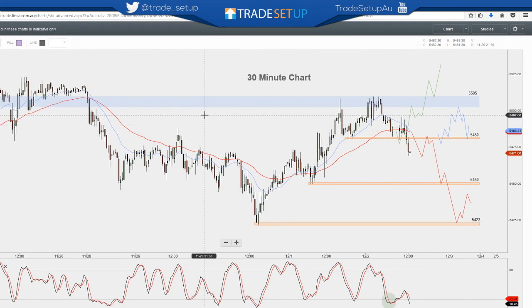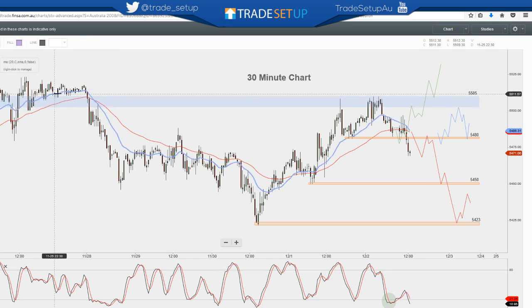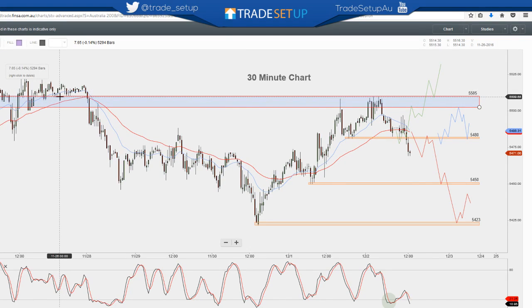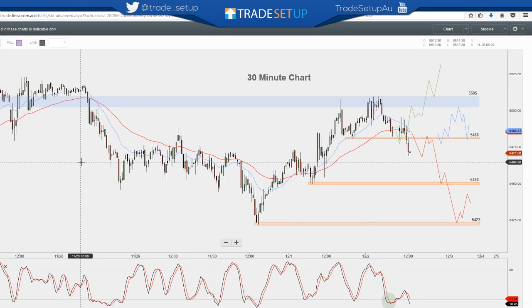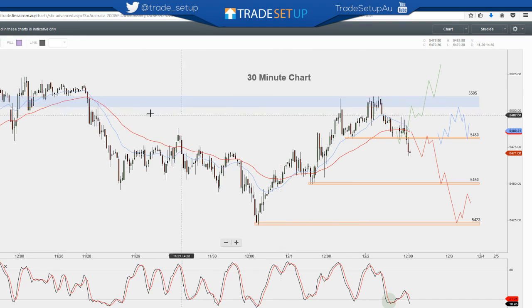Yeah, this is the 30-minute chart of the ASX. You can see we pushed up through that 55.05 zone. That was back a few days now, I think around the 27th, 26th. Pushed up above that zone, and we had a decent little sell-off and pushed down to 54.23, and we bounced off there, and we just pushed back up to the 5500 really. That 55.05 zone again.